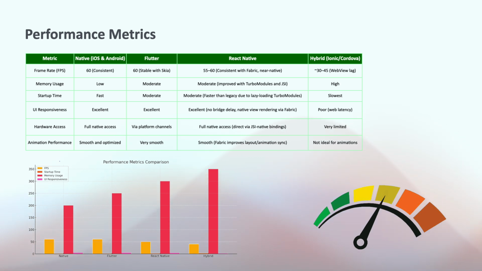Native apps use the least memory. Flutter uses a bit more. React Native has improved with newer systems like JSI and Turbo modules. Hybrid apps use the most memory because they run like a mini browser in your device.